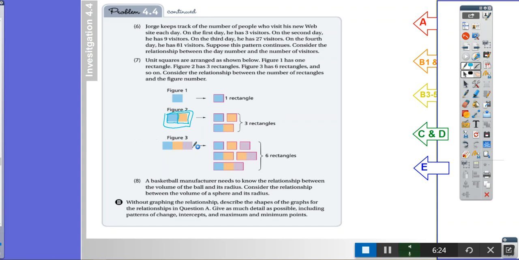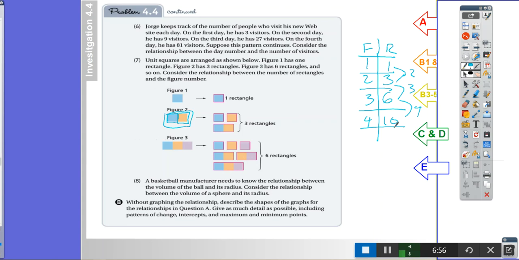This isn't linear, and it sure as heck isn't exponential, because 1 times 3 is 3, 3 times 3 is not 6. So I have the first figure, second figure, and the rectangles. Figure 3 has 6, 3, 1. Oh, well, that's a difference of 2. The next one's going to have a difference of 4. Oh, this really reminds me, this is a triangular number pattern, isn't it? And I'll remember that a triangular number pattern is quadratic.